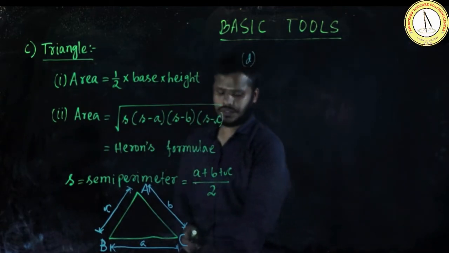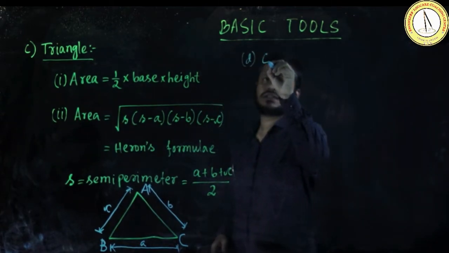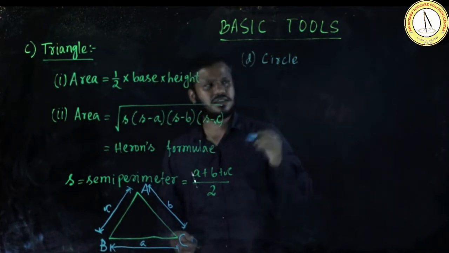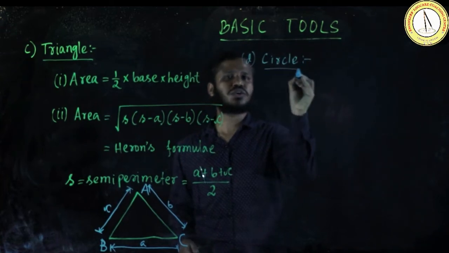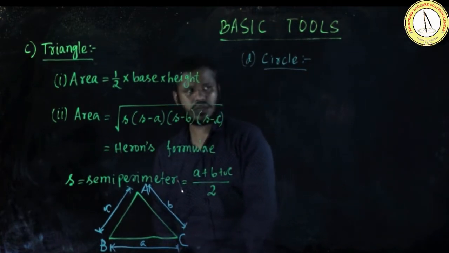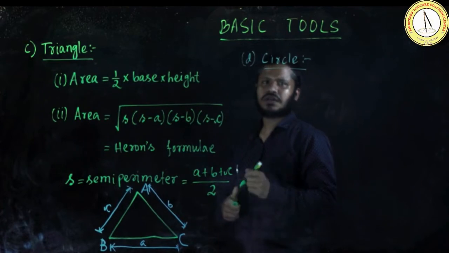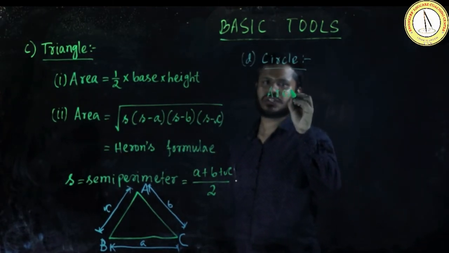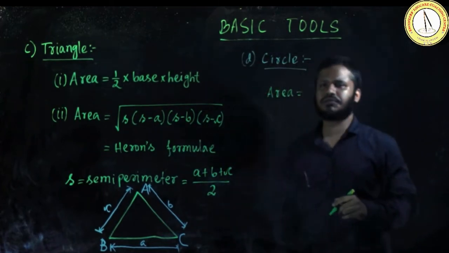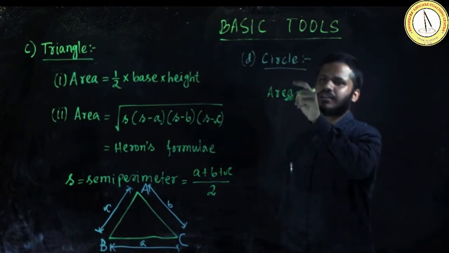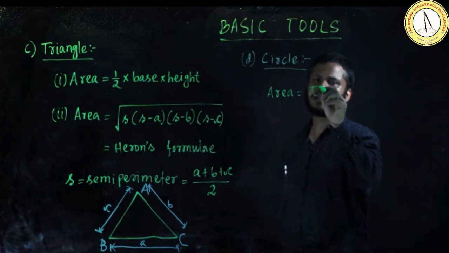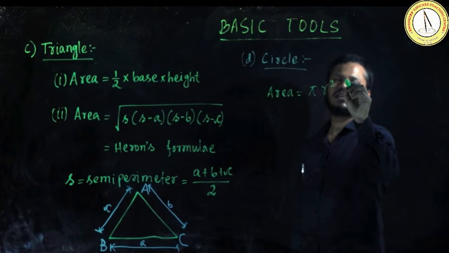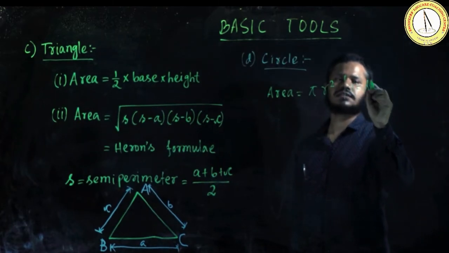Area of circle. Now, in circle, what we need to know? We need to know the radius of the circle. So the area is, we already know this all, just for your revision I am telling you, the area of circle is pi r square. What is r? R is the radius.